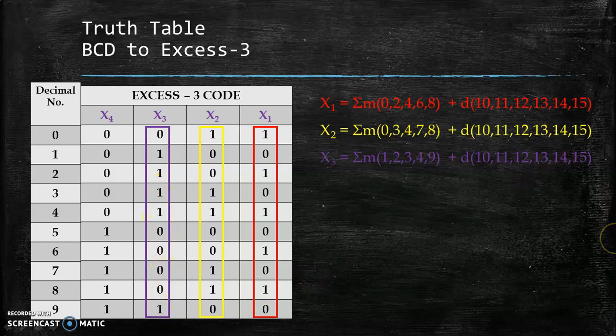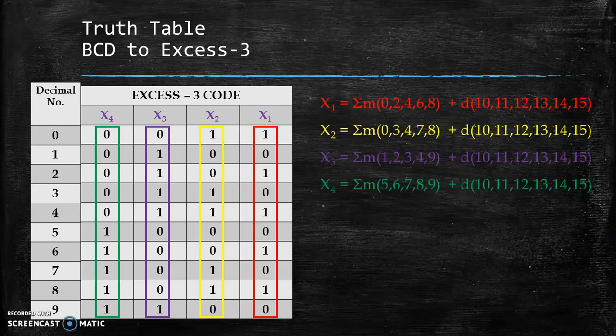Same way, don't care condition, and at the last for X4 again we can write a summation of minterms, that is 5, 6, 7, 8, 9. So we can verify 5, 6, 7, 8 and 9. And same way we have don't care condition for 10, 11, 12, 13, 14, 15.